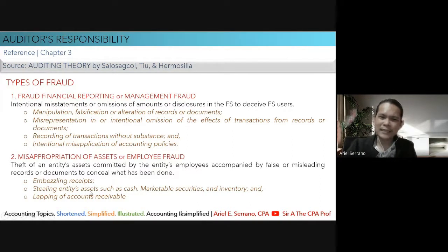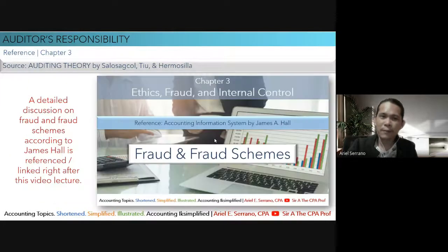Stealing entity's assets such as cash. Lalong-lalo na cash or yung pera natin, ano, the money, company's money, ito yung susceptible to theft, pinakamadaling manakaw. O marketable securities and inventory. Okay? And lapping of accounts receivable. Okay, so yan po ang mga example ng misappropriation of assets. Pero marami pa pong iba.